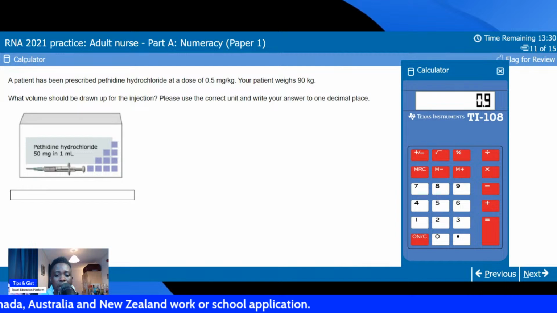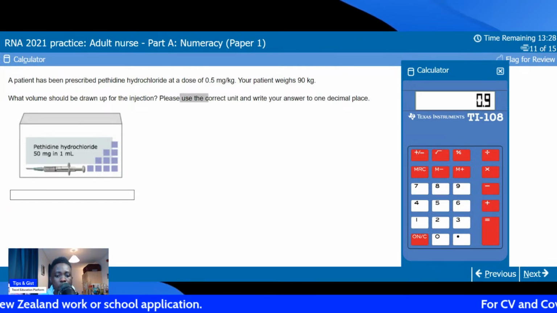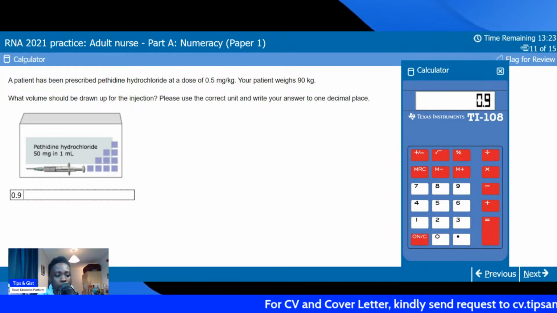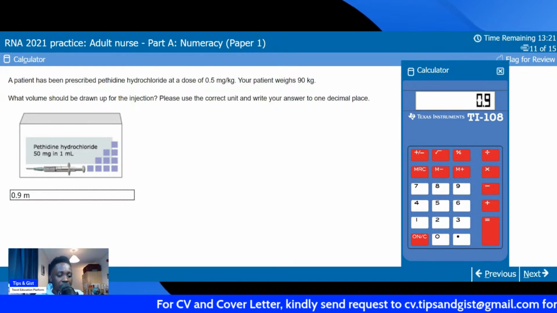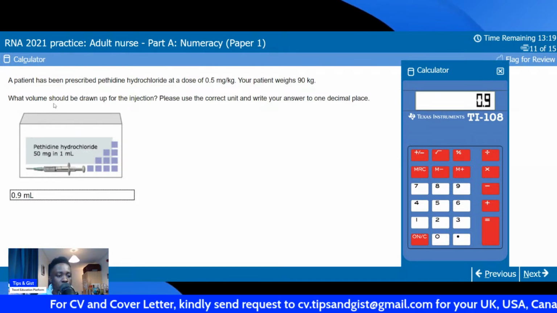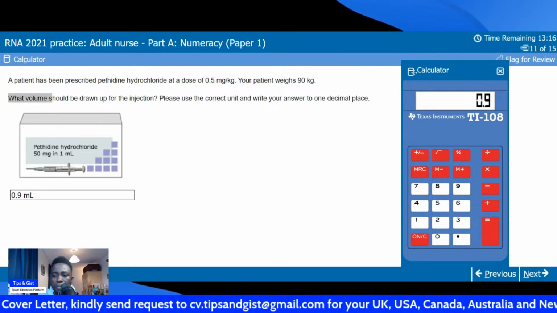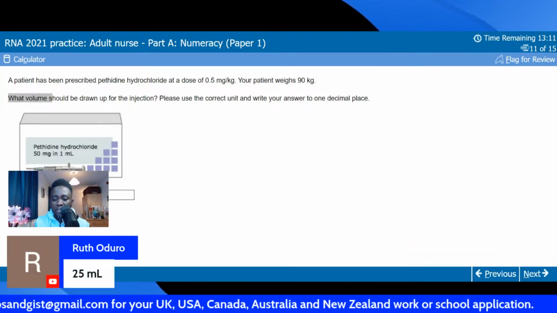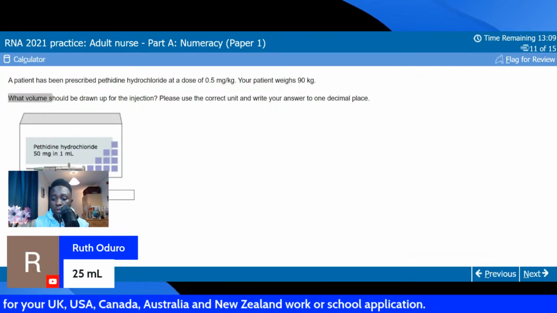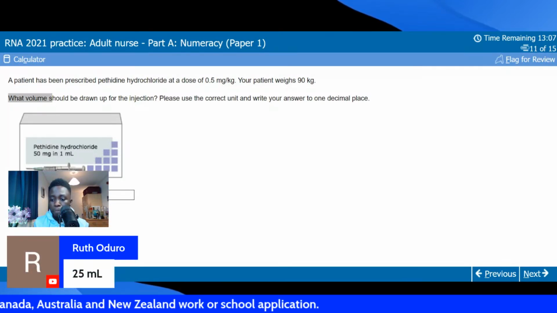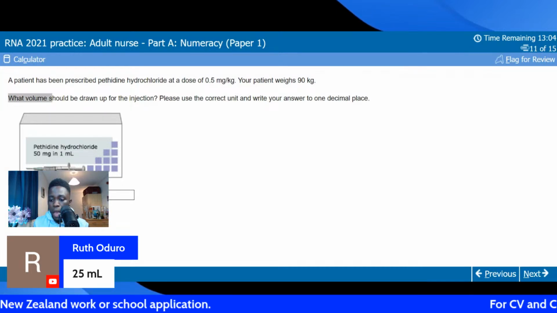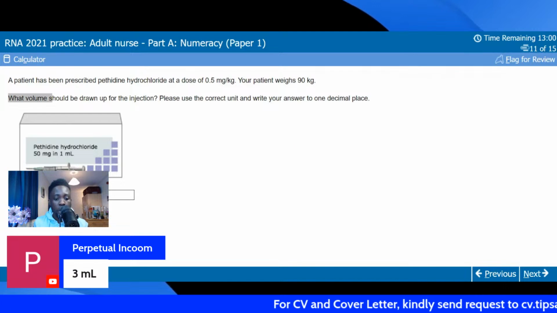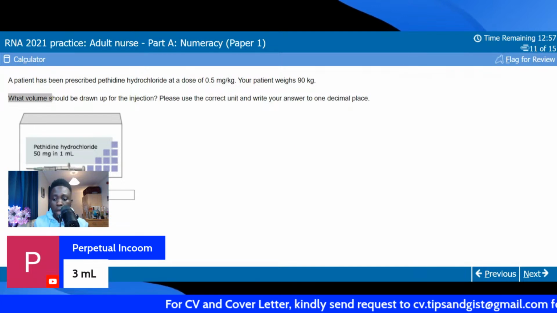They said, write your answer in 1 decimal place and use the correct unit. So you type 0.9 space, small m, capital L, because they ask for volume, so it should be in mils. All right. Ruth says 25 mils. Ruth, you are wrong. You have to do your calculation again. Onipa says 0.9. You are correct. Perpetua says 3 mils. Perpetua, you have to do your calculation again.